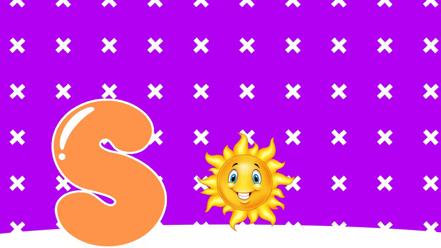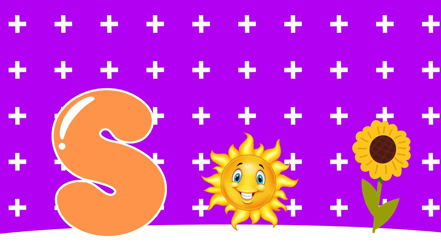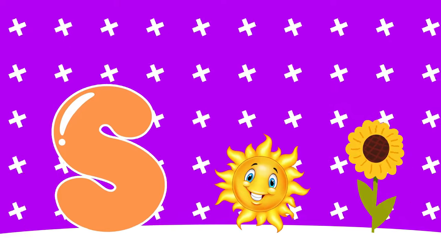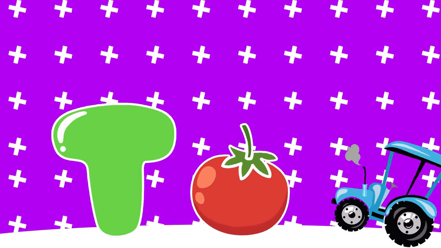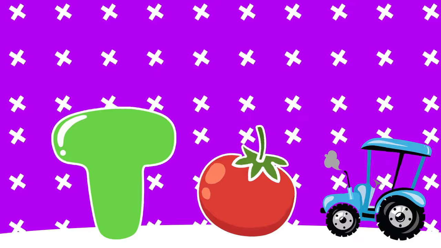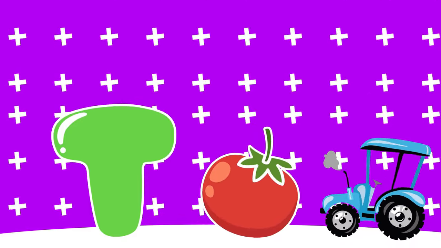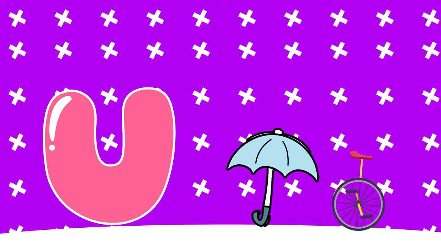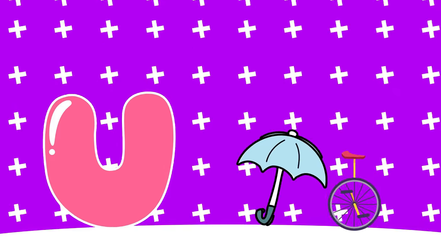S is for sun, sun. S is for sunflower, sunflower. S is for sun. S is for sunflower. T is for tomato, tomato. T is for tractor, tractor. T is for tomato. T is for tractor. U is for umbrella, umbrella. U is for unicycle, unicycle. U is for umbrella. U is for unicycle.